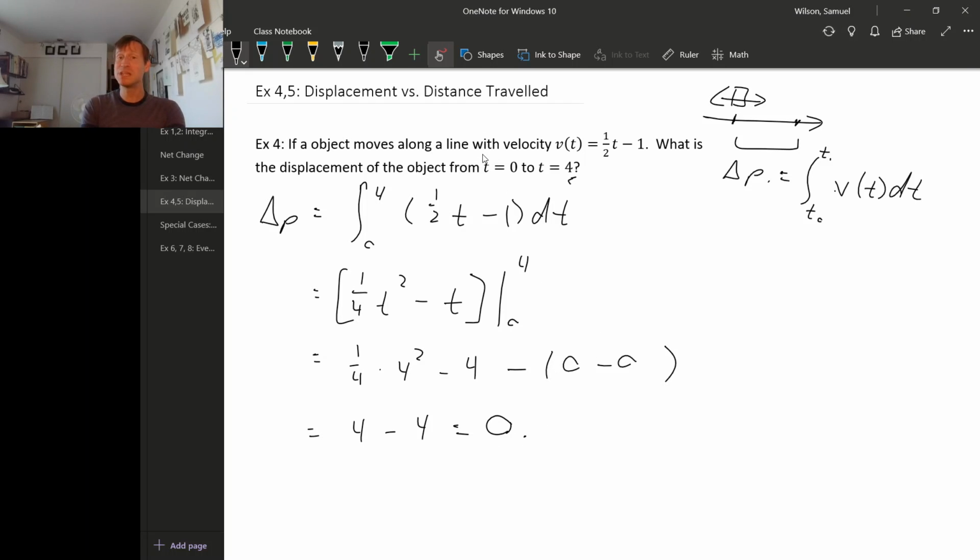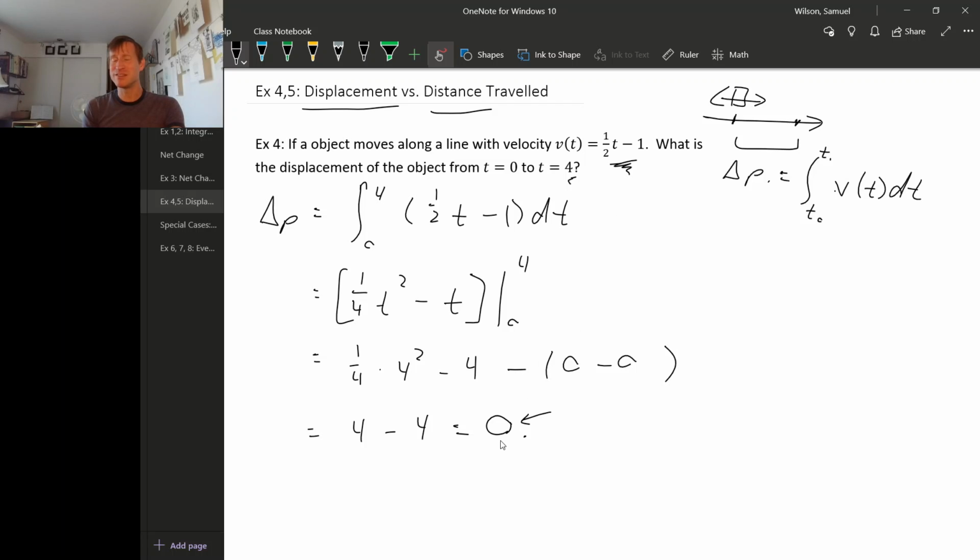Now, one thing you have to be careful about when you're talking about an object moving back and forth along a line is you have to make the distinction between the displacement of an object and the distance that it traveled. So this object, its displacement is 0, which means after 4 time units, it's back to where it started, but it is moving around in the intervening time. You can tell it's moving around because its velocity isn't 0 the whole time, so it is moving.